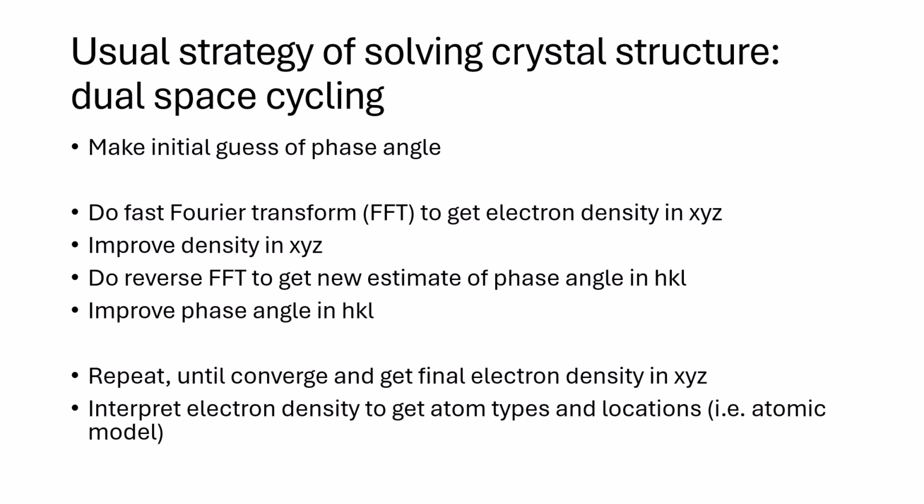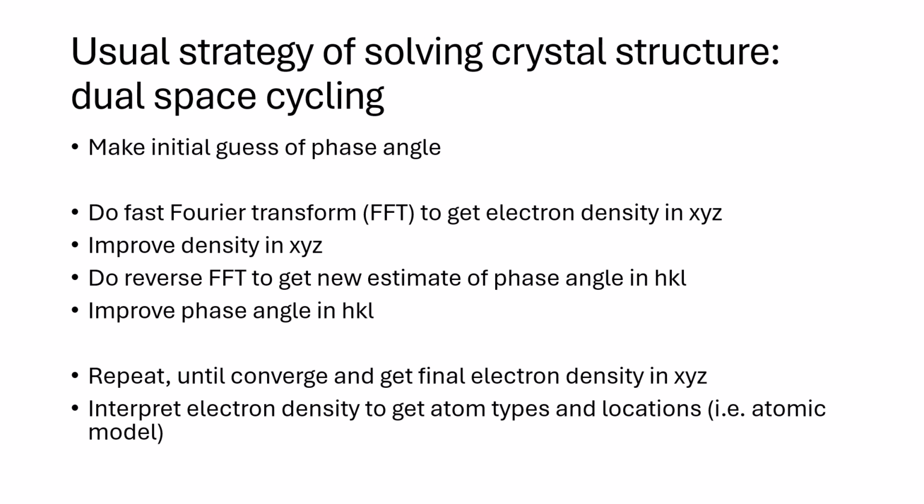This dual space strategy starts by making an initial guess of the phase angle. Then use Fourier transform to calculate the electron density in XYZ space. After making some improvement on the electron density, the calculation goes in the opposite direction. Use reverse Fourier transform to get a new estimate of phase angles in HKL space.